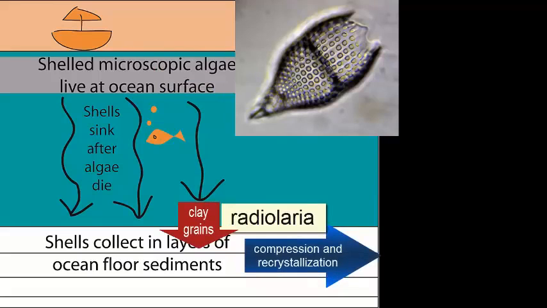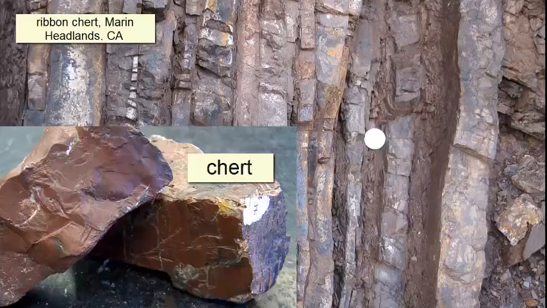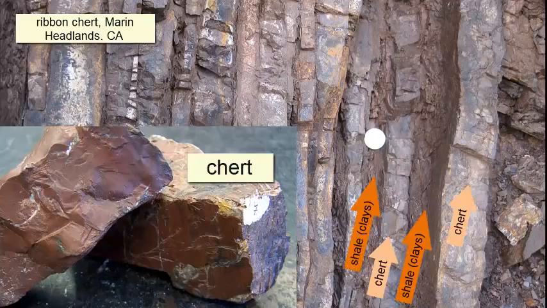These were compressed, the silica recrystallized, and this example represents one chunk of many layers of chert found in San Francisco as part of a ribbon chert formation. Interlayered clay minerals and silica shells folded during accretion to North America 100 million years ago.